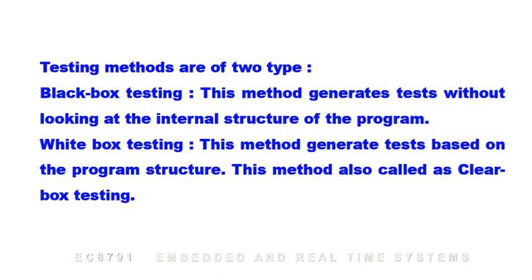Black box testing: this method generates tests without looking at the internal structure of the program. White box testing: this method generates tests based on the program structure. This method is also called clear box testing.